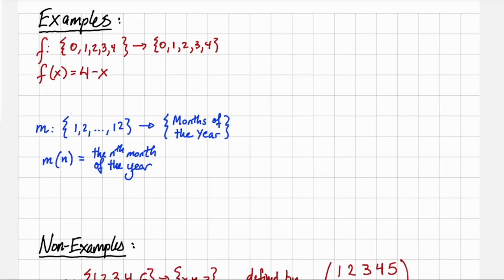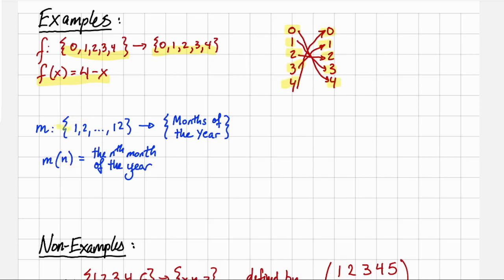Let's look at some examples. First, let's consider this function from the set {0, 1, 2, 3, 4} to the set {0, 1, 2, 3, 4} defined by f(x) = 4 - x. 0 goes to 4, 1 goes to 3, 2 goes to 2, 3 goes to 1, and 4 goes to 0. You can see this is pairing up elements in the domain and elements in the codomain.